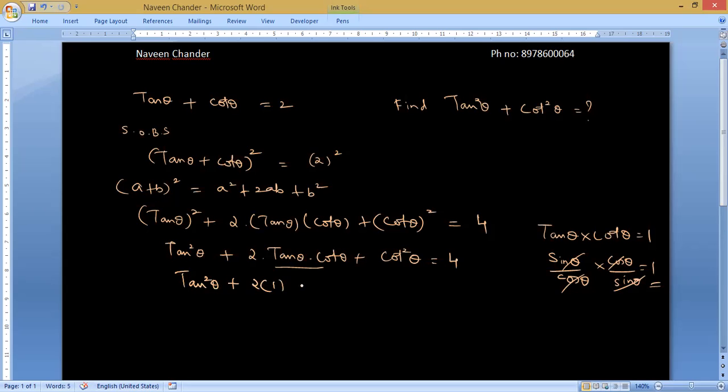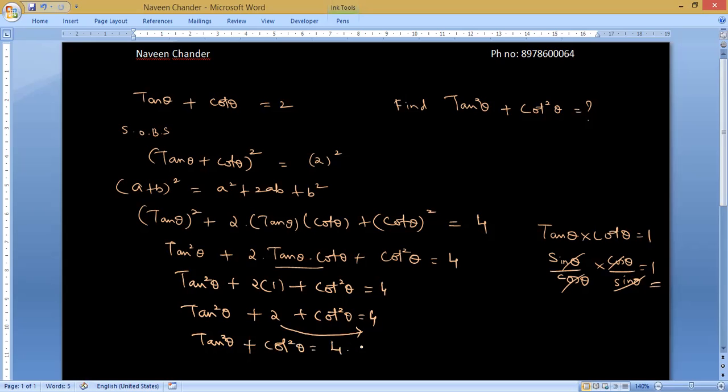So instead of this, the next step we can write as tan square theta plus 2 into 1 plus cot square theta equal to 4. So tan square theta, 2 into 1 is 2, plus cot square theta equal to 4. I'm moving this 2 outside, then tan square theta plus cot square theta equal to 4 minus 2. So the answer is tan square theta plus cot square theta equal to 2. Okay, so the answer is 2.